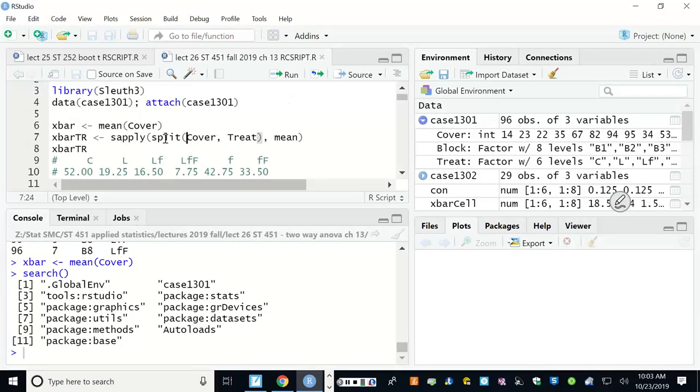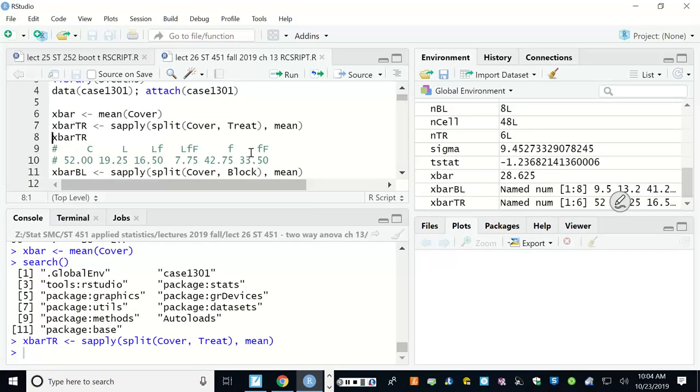X-bar treatments, you can split the cover by treatment and take the means, and this will give you the different means, right? And so percent cover in the control, 52, when all 3 seaweed eaters or grazers are let in there, it's pretty low. So just looking at the means, there seems to be kind of a big difference in percentage.